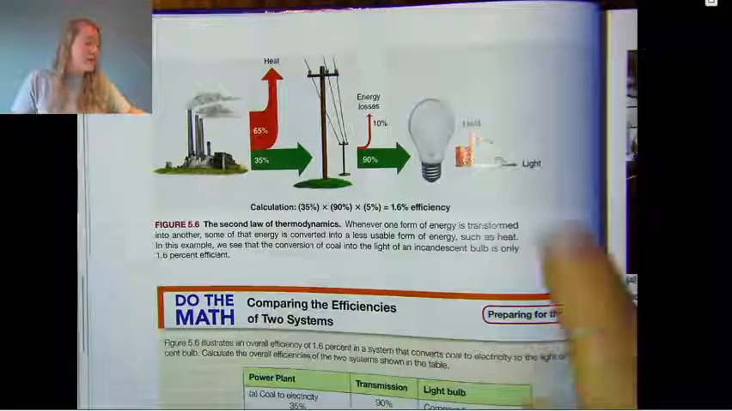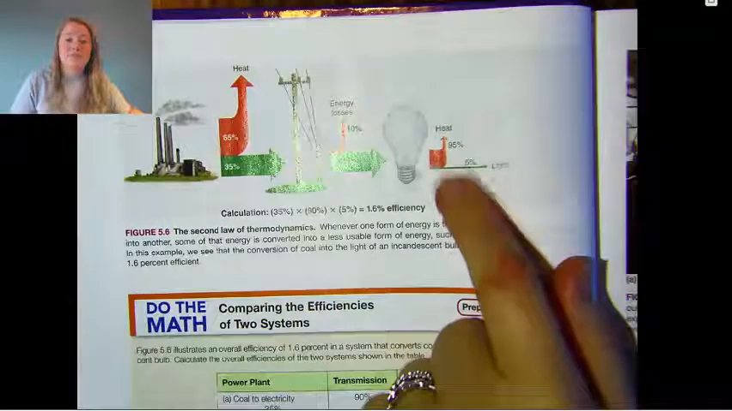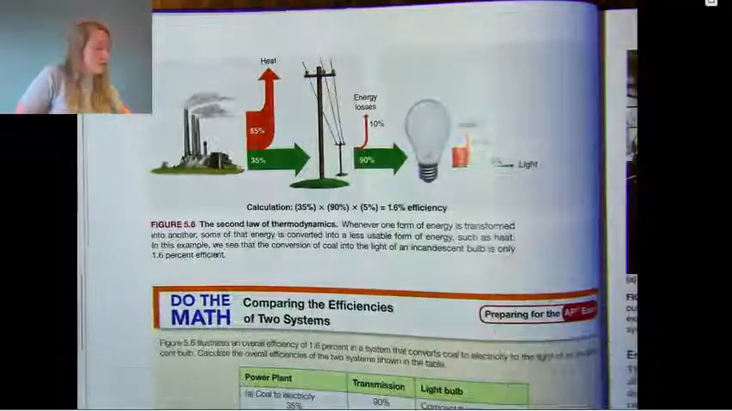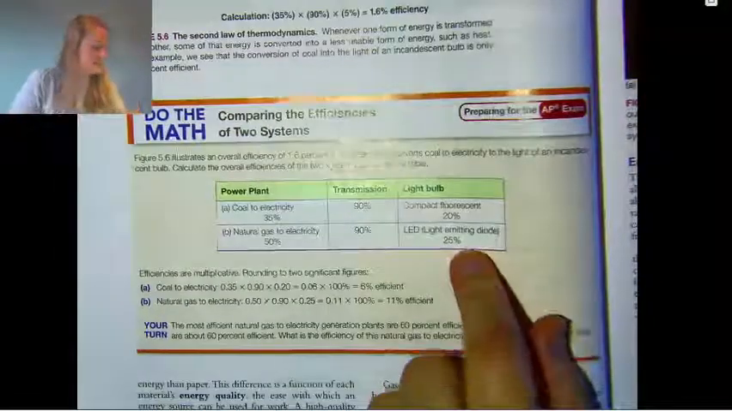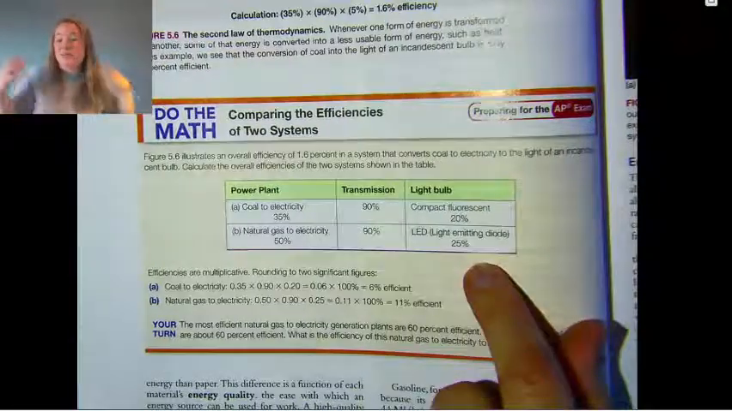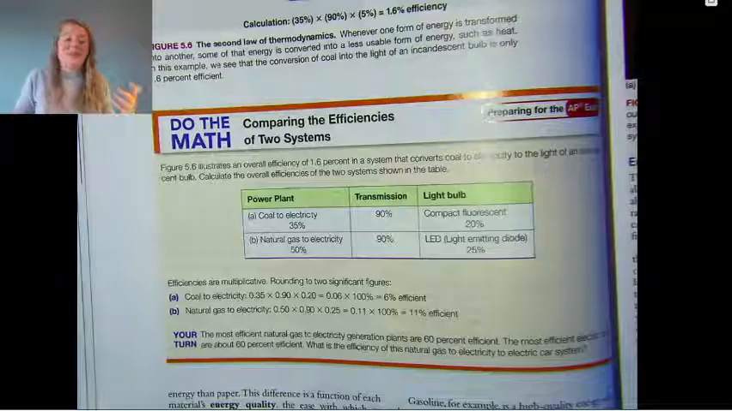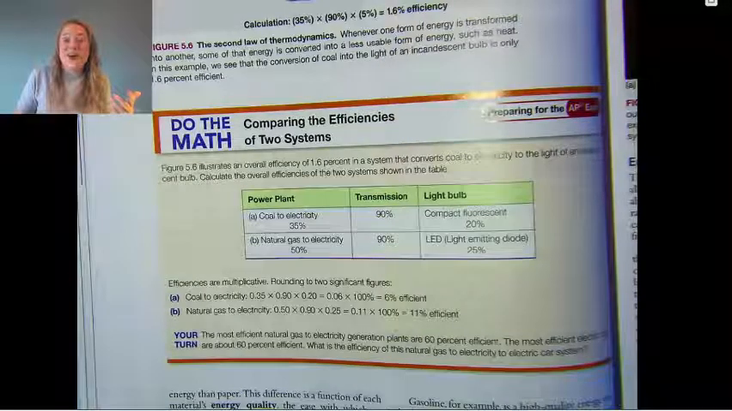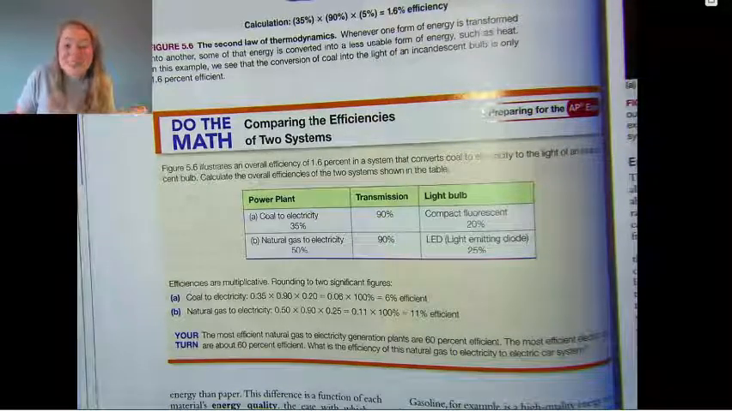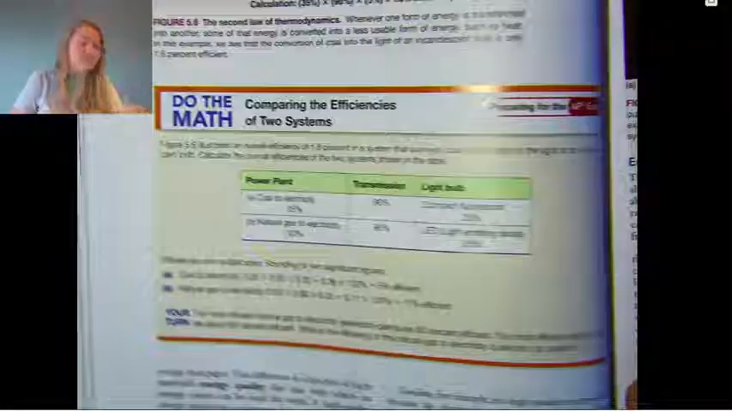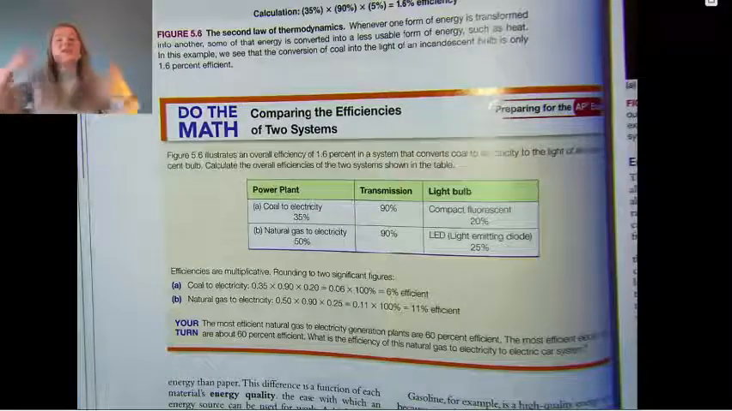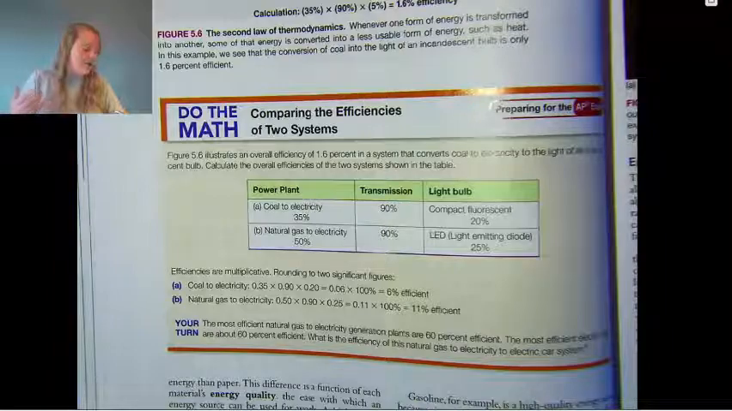Now, we can increase the efficiency of the light bulb. So we can use an LED. Now, an LED is 25% efficient. Okay, it's not great, but it's a lot better than the 5%. So that's a way to increase our energy efficiency.